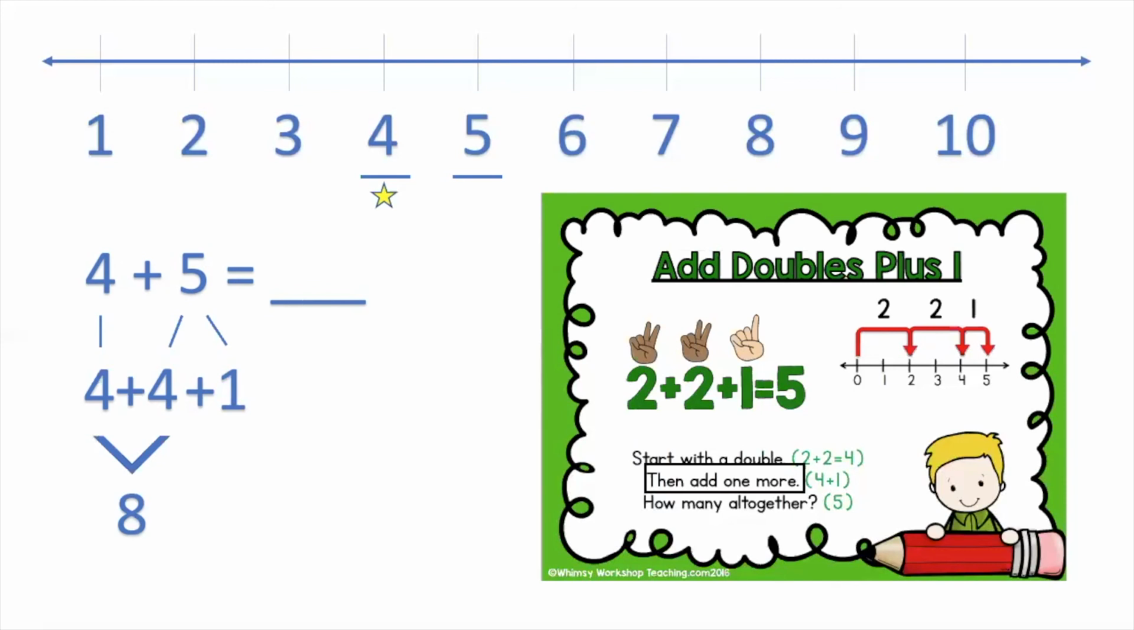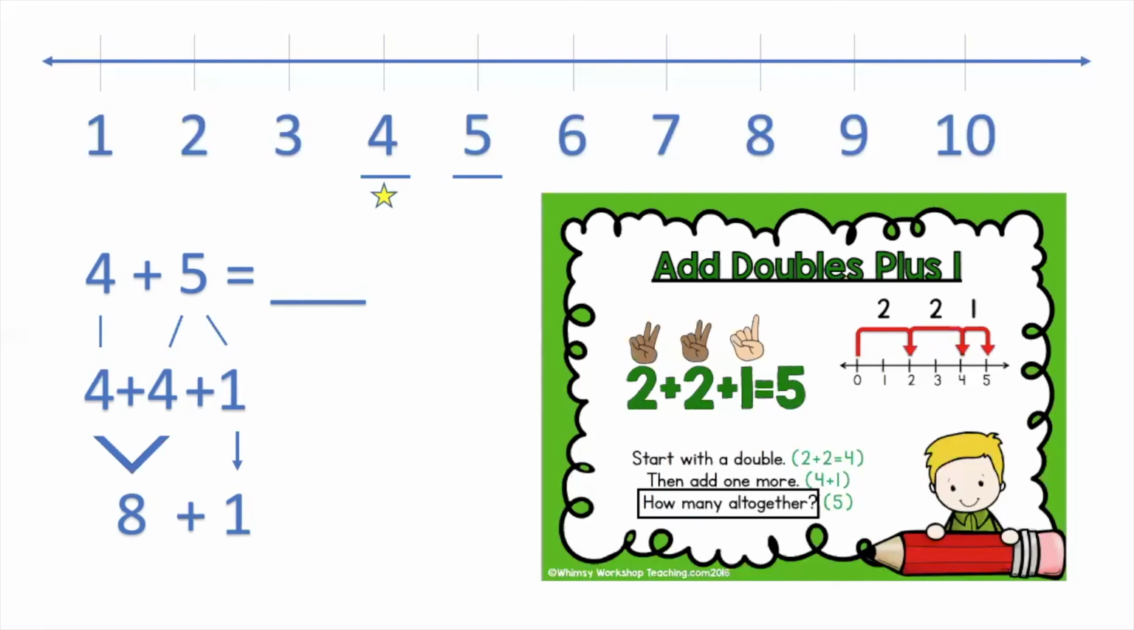Then add one more. So what do we do? You're right, we bring down the 1. Now it says 8 plus 1. What's our third step? You got it. How many all together? So we add 8 plus 1.